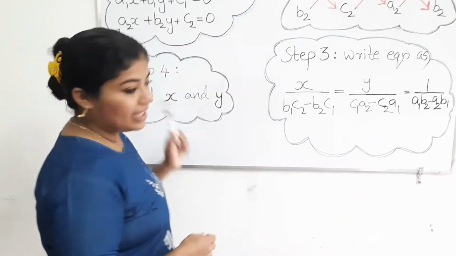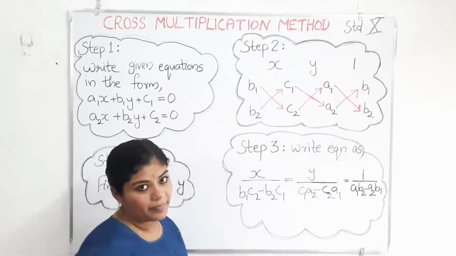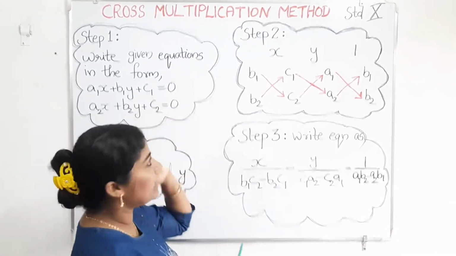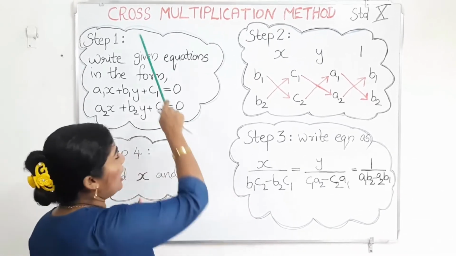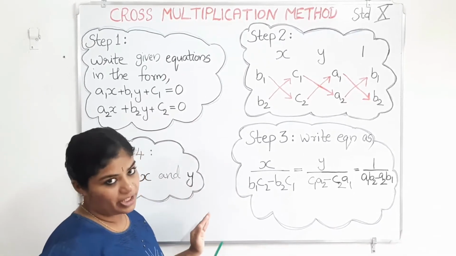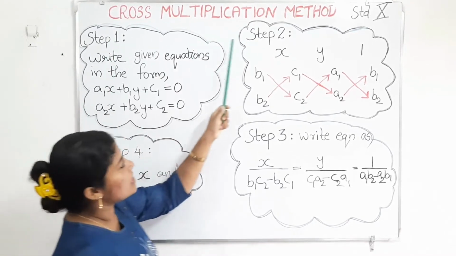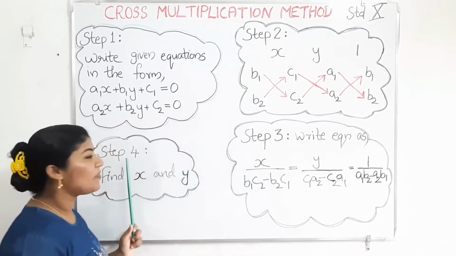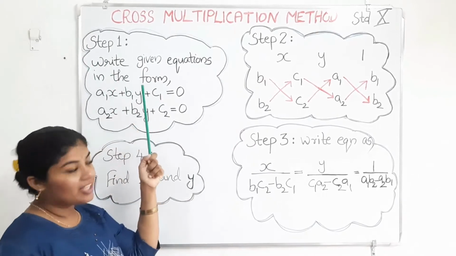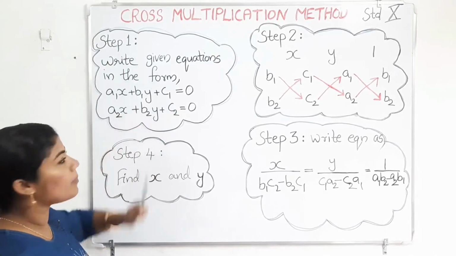See here, the name itself: cross multiplication method. In our class 10 third chapter, we are studying linear equations. The cross multiplication method is used for solving a pair of linear equations in 2 variables. So let's see step 1, step 2, step 3, step 4. How many steps are here? 4 steps. So let's see step 1. All of you try to read this one. What is step 1?